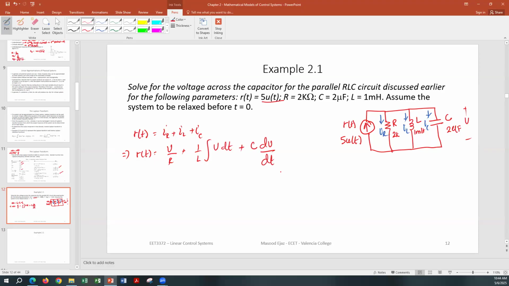This is all from circuits. Don't forget, of course, the relationship that capacitor current is C dV over dt and inductor voltage is L dI over dt. These are our basic relationships between current and voltage in a capacitor and inductor, and using those relationships, we wrote that equation down. So now we're going to apply the Laplace transform on this equation using the table.